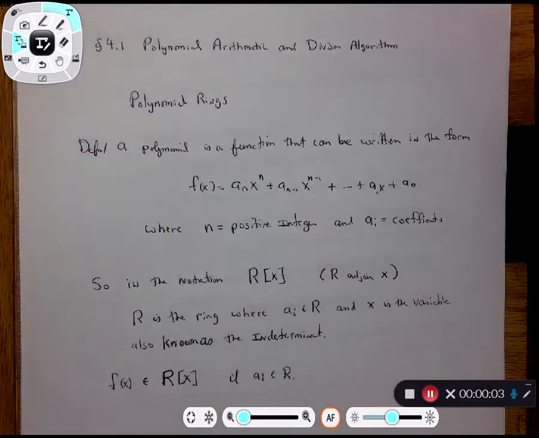Well, welcome back. We're in section 4.1 now, chapter 4, and we're looking at polynomial arithmetic and the division algorithm. So we're going to be looking at polynomial rings. And as we look at these new different kinds of rings, remember you're catching patterns. A lot of this pattern is coming from what we did with the integers in chapter 1 and chapter 2. So keep that in mind because you're going to see that system throughout the material that we covered.